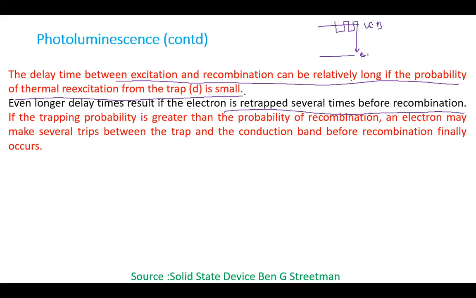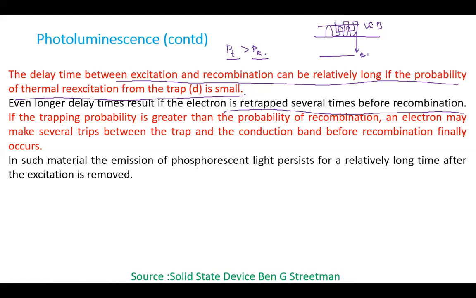If the probability of trapping is greater than the probability of recombination, the electron makes several trips. That means if this is a trapping level, it will be here for a long time if the probability of trapping is greater than the probability of recombination. In such a material, the emission of light persists for a relatively long time after the excitation is removed. So in that material, there is emission of phosphorescent light, lasting a relatively long time after the excitation is removed.